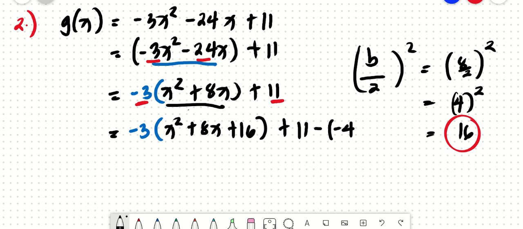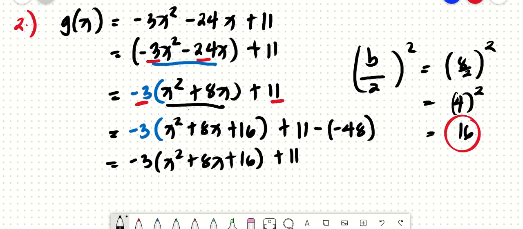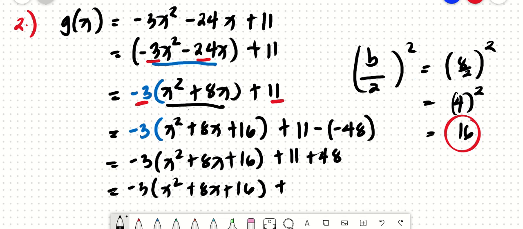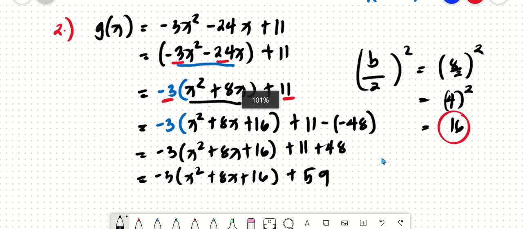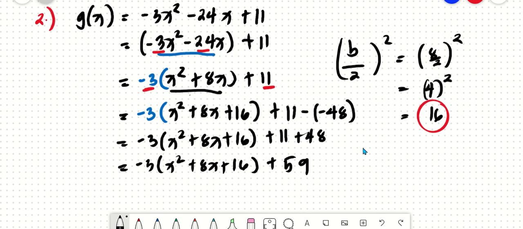So, minus negative 48. Okay, so bali negative 3 times x squared plus 8x plus 16 plus 11. Observe, negative times negative 48, that is positive 48. Again, to finalize our answer, negative 3 times x squared plus 8x plus 16 plus 11 plus 48, that is 59. Okay, this time, identify na po natin yung value ni h and k. Okay, so bali, before that, sorry, I forgot. Bali, write natin as x plus 4 raised to 2 plus 59.